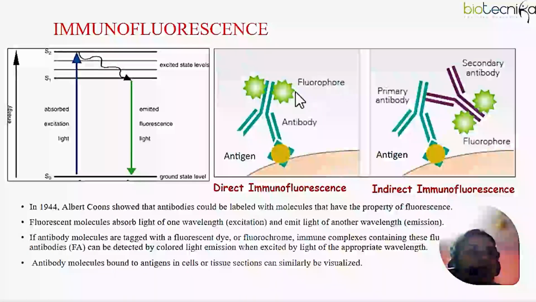Now, this fluorophore molecule will absorb exactly one wavelength of light. It gets excited. Once it gets excited, the electrons will move from the ground state to the higher energy orbital. Then, after some time, they will come back to the ground state.